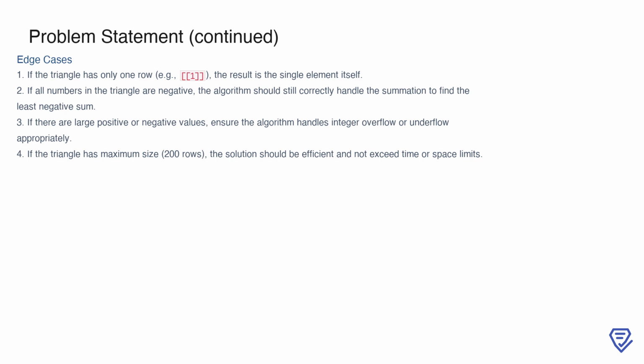Finally, let's address some edge cases. If the triangle has only one row, the minimum path sum is simply the single element in that row. If all the numbers in the triangle are negative, the algorithm must find the least negative sum, which is the closest to 0. For triangles containing very large or very small values, the solution should ensure there's no overflow or underflow during calculations. Additionally, when dealing with the maximum size of 200 rows, the algorithm must remain efficient in terms of both time and space complexity to handle such inputs within acceptable limits.